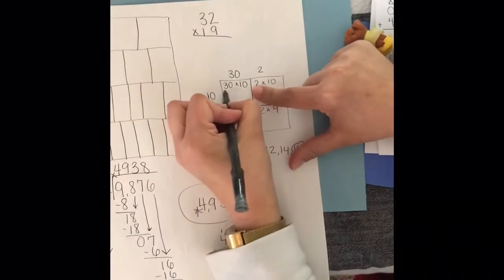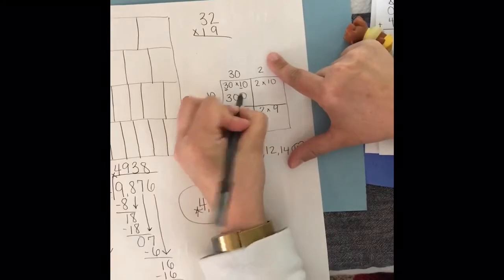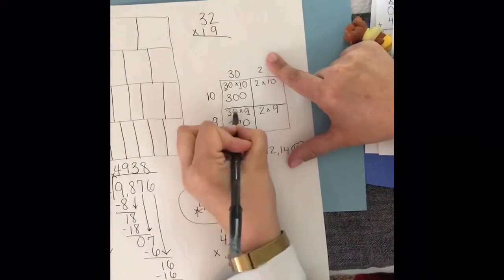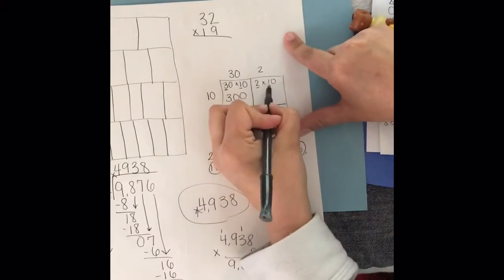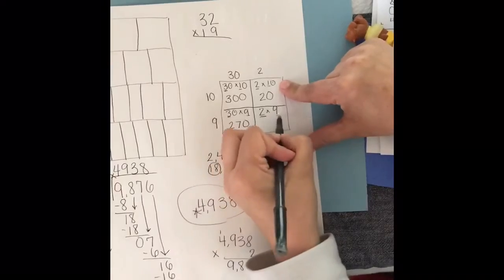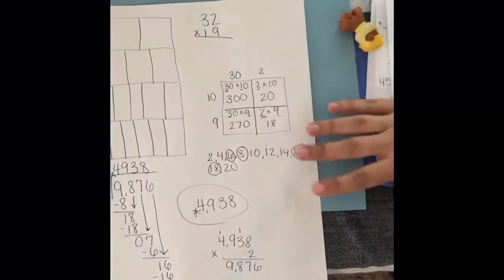30 times 10, so I do 3 times 1, which is 3, and I add my 2 zeros. 3 times 9 is 27, add a 0. 2 times 1 is 2, add that 0. Love powers of 10. 2 times 9 is 18. Now I have all my partial products and I can add them up.